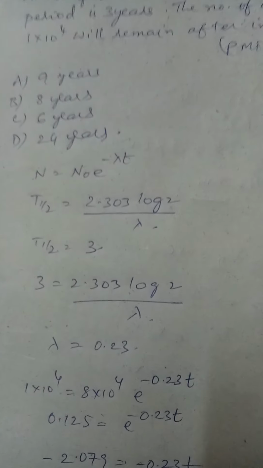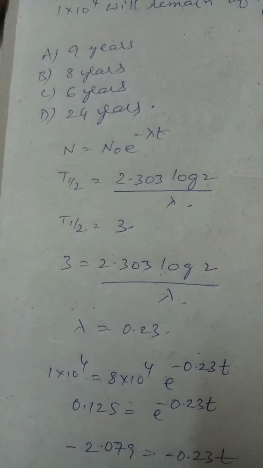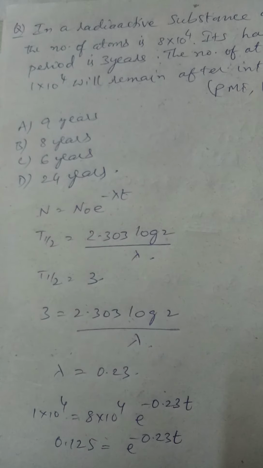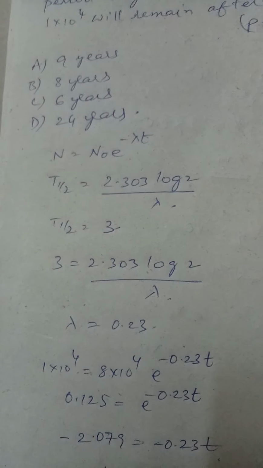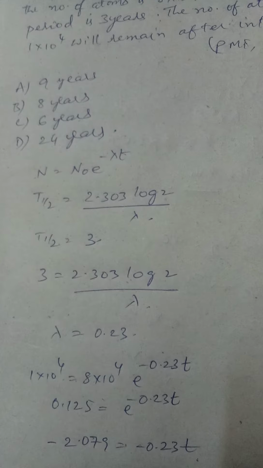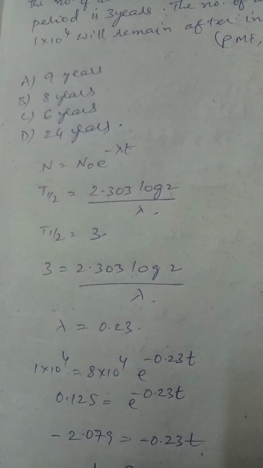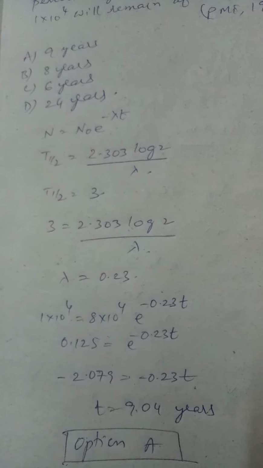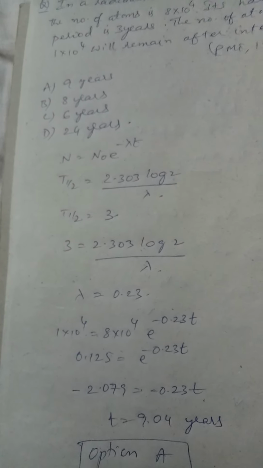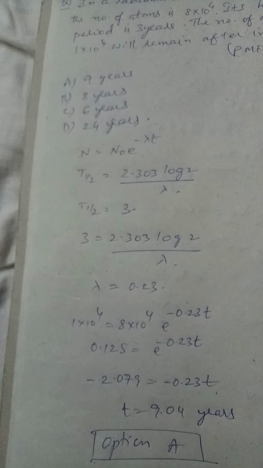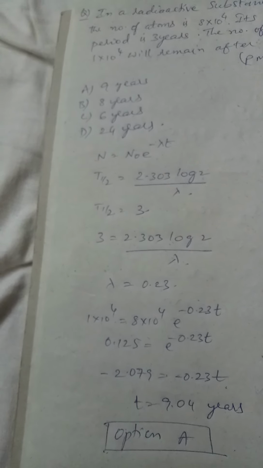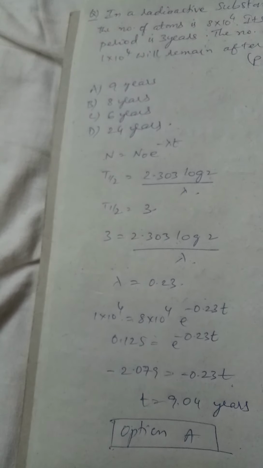So 4 options are given. So the equation is N is equal to N0 into e power minus lambda t. Now t half is given as 3 years. Now t half is equal to 2.303 log 2 divided by lambda. So from here we can calculate the value of lambda. Lambda is 0.23. You can write t half is equal to 0.693 by lambda or 2.303 into log 2. Both mean the same in the numerator.